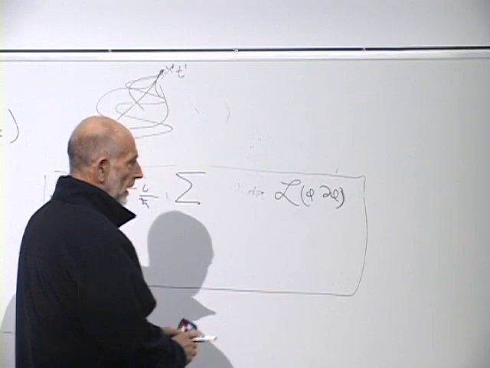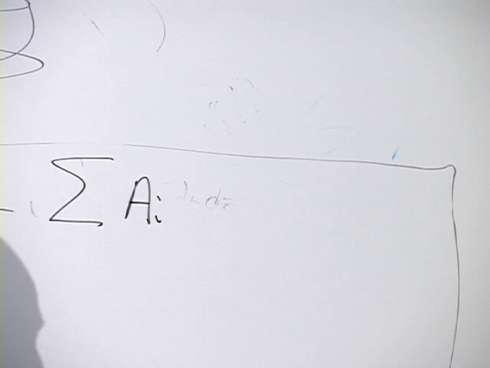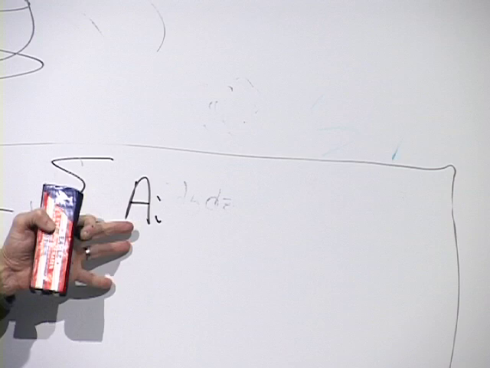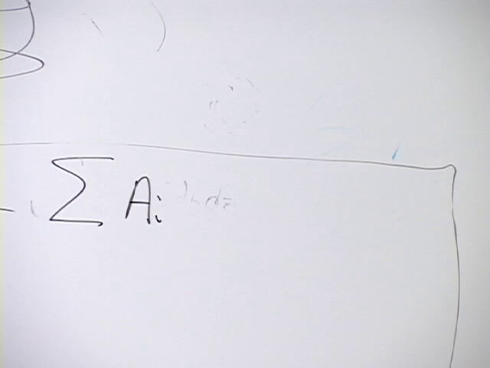And what is it a sum of? It's the sum of the action in every little cell. When I replace the integral by a sum up in here, what I'm really doing is just adding up the action in all these little cells.